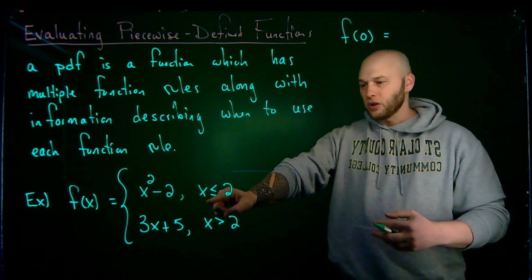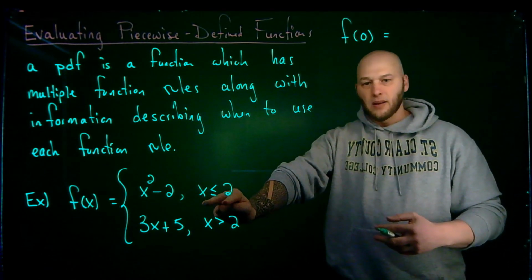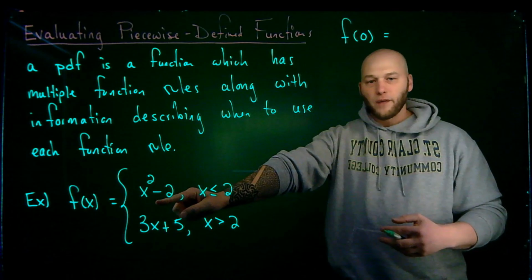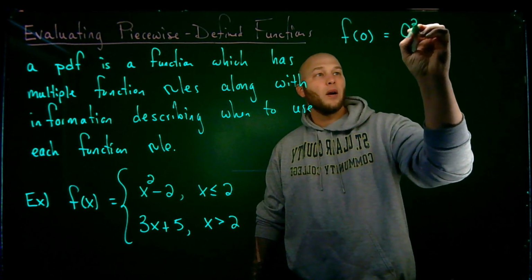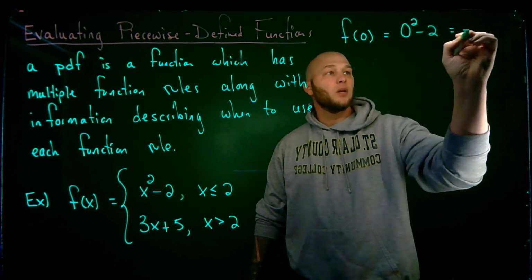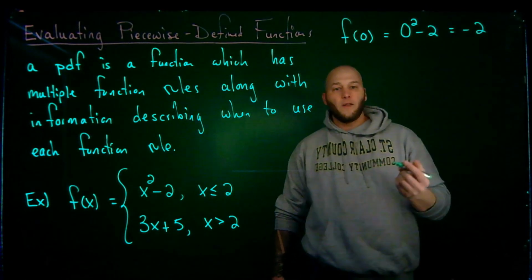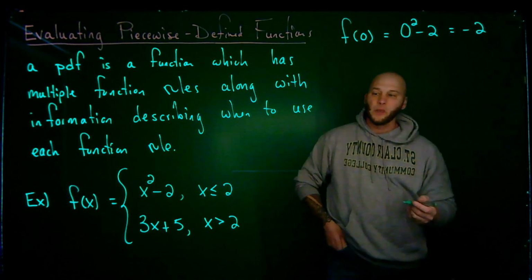F of 0. Well, certainly 0 satisfies x less than or equal to 2. Therefore, I use the first function rule only. And this would give me 0 squared minus 2, which is minus 2. So f of 0 for that function is minus 2.